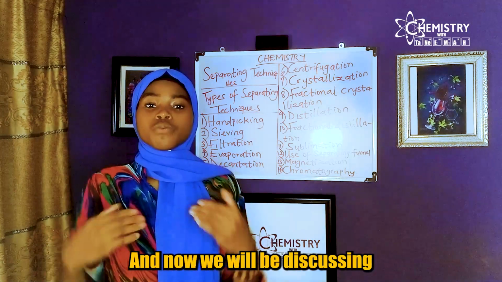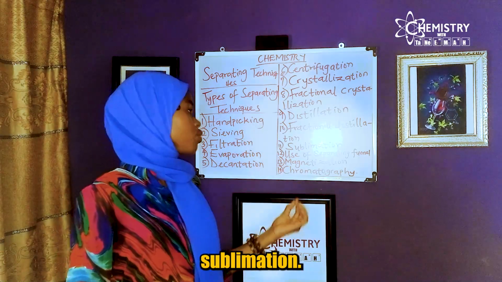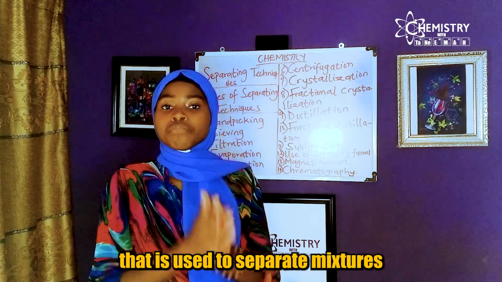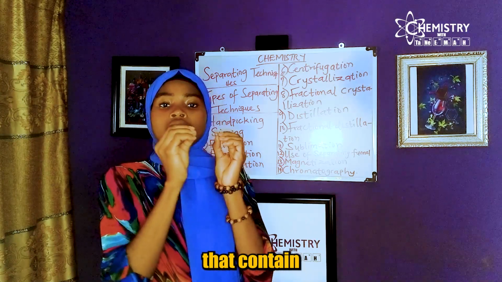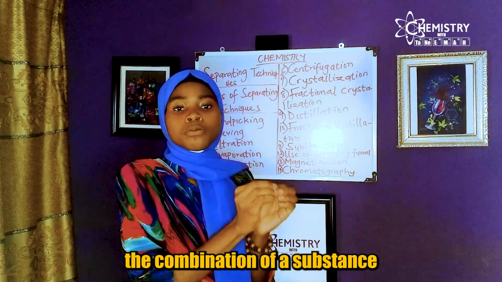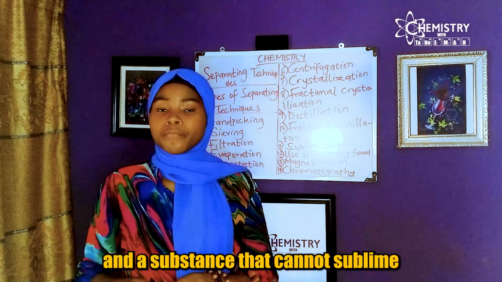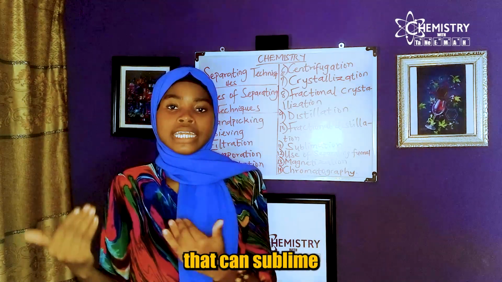And now we will be discussing sublimation. Sublimation is a separation technique that is used to separate mixtures that contain a combination of a substance that can sublime and a substance that cannot sublime. Now, what is a substance that can sublime?